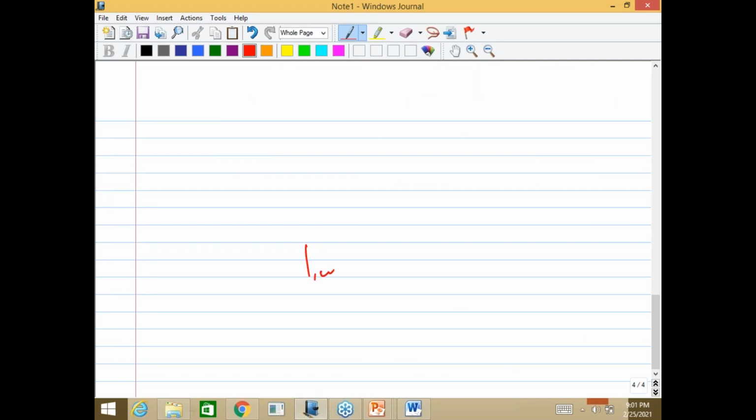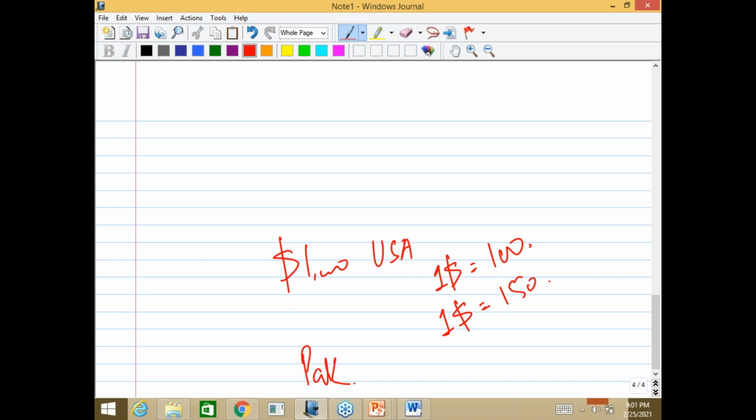Suppose you need to receive $1,000 from the USA, and we are living in Pakistan. Previously, $1 was equal to 100 rupees, but now $1 is equal to 150 rupees. So what do you think? Is the dollar going to be strong, or is our currency going stronger? Is the rupee going to be strong, or the dollar? The dollar is getting stronger. Yeah, that's good.